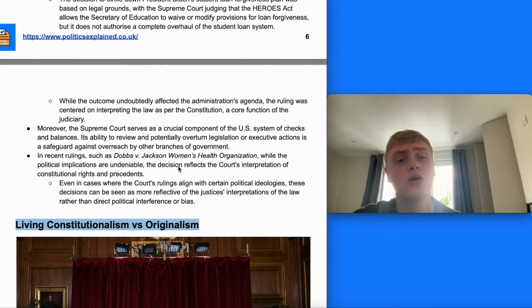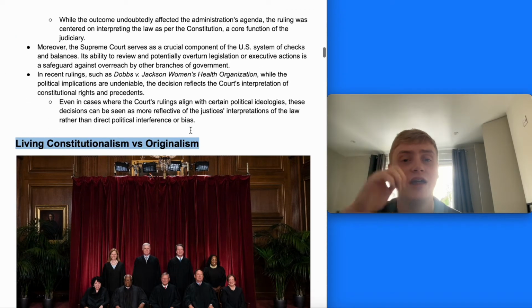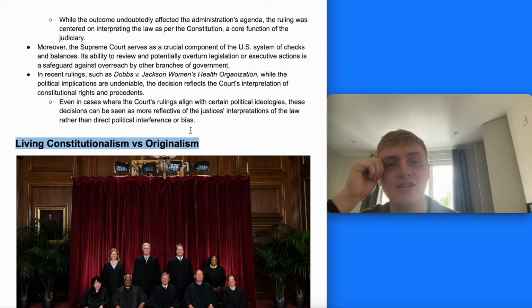Moreover, the Supreme Court serves as a crucial component in the US system of checks and balances. Its ability to review and potentially overturn legislation or executive actions is a safeguard against overreach by other branches of government. And in recent rulings such as Dobbs, while the political implications are undeniable, it can be argued that this reflects the court's interpretation of constitutional rights and precedents rather than being politically motivated.